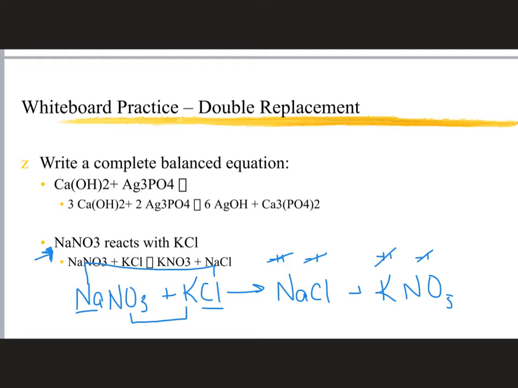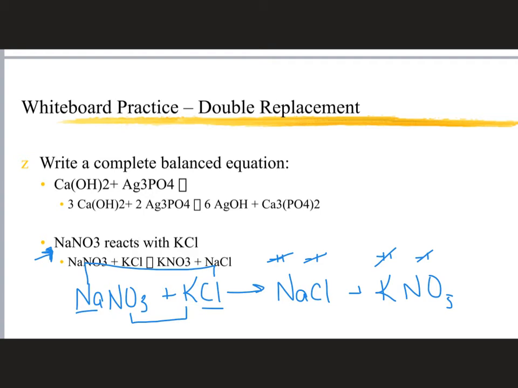I see 1 sodium on each side. I see 1 nitrate on each side. I see 1 potassium on each side. And I see 1 chlorine on each side. So I am balanced. That's the final answer. NaNO3 plus KCl yields NaCl plus KNO3.